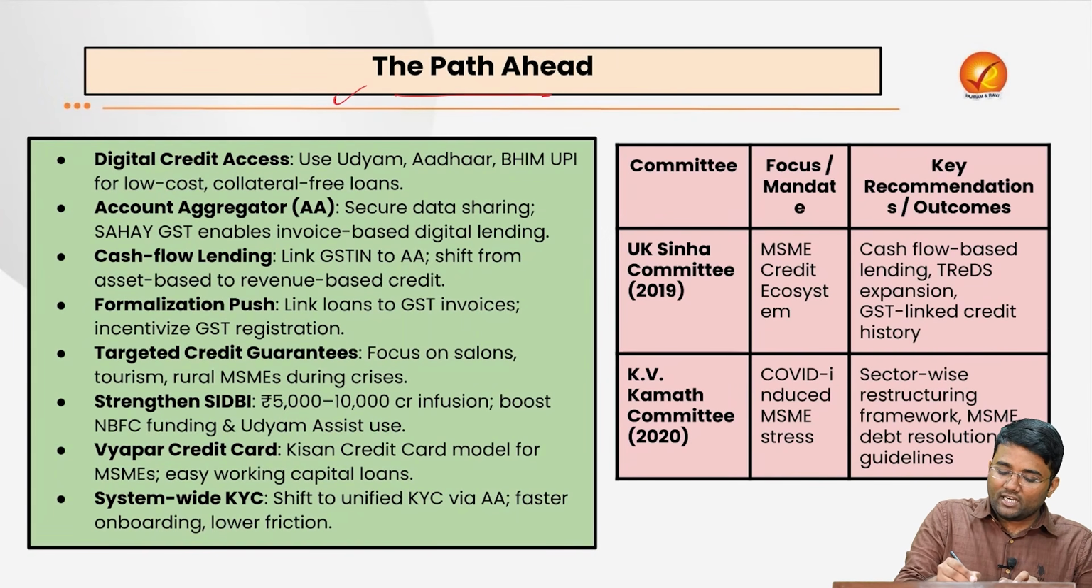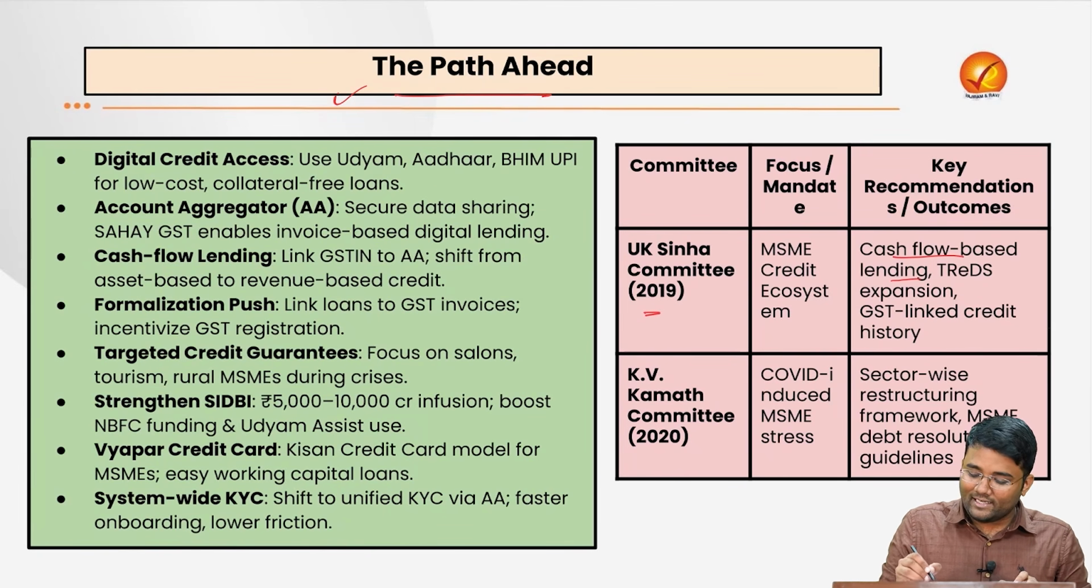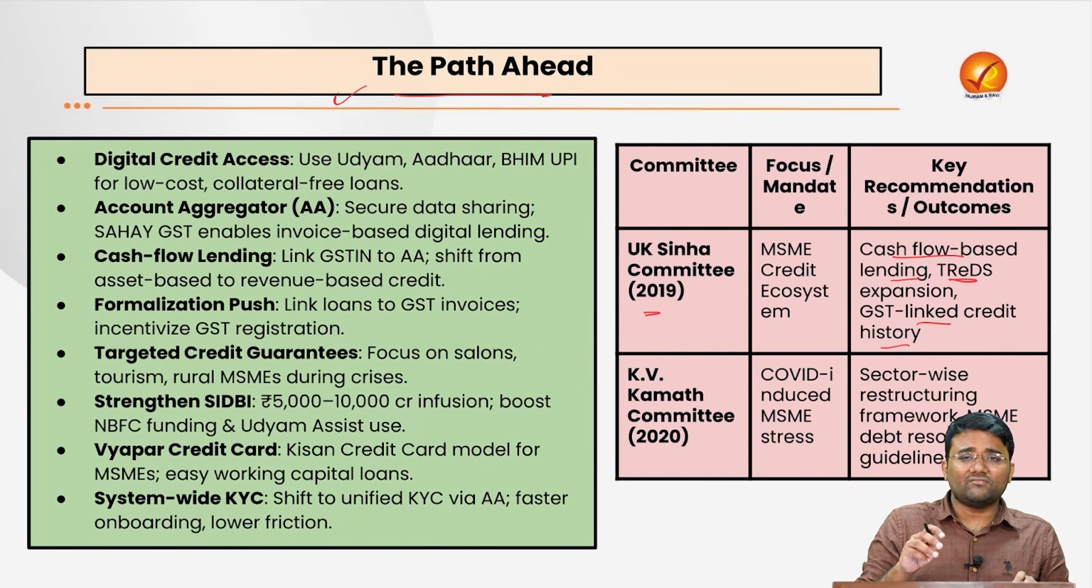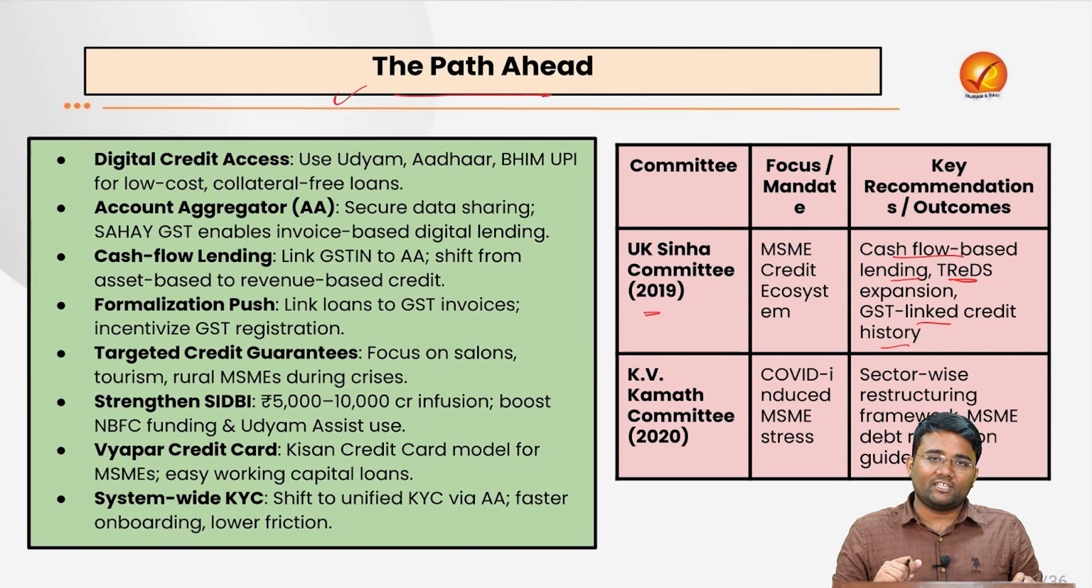But what should be done? How can we address the underlying issues? First of all, as per the UK Sinha committee, cash flow based lending should be provided to ensure these MSMEs are getting proper money for working capital. TREDS should be expanded to other units, and GST linked credit history, meaning the sales of that company, should also be one of the factors to provide capital to these MSMEs, so that most of the capital is going towards productive units.